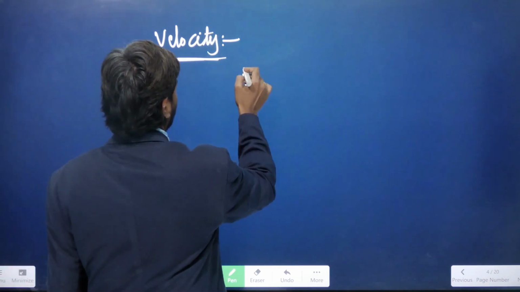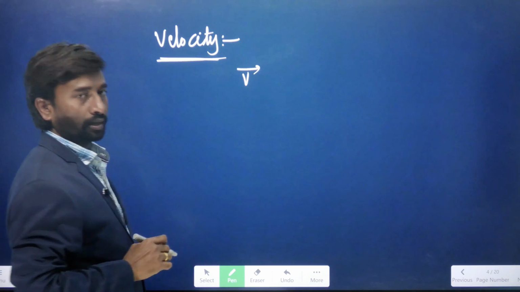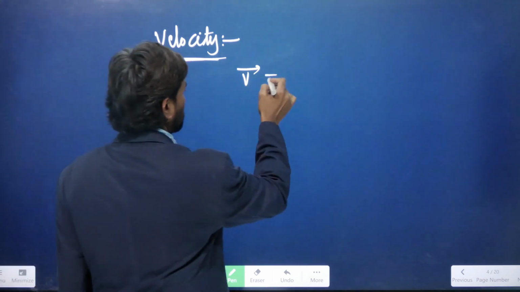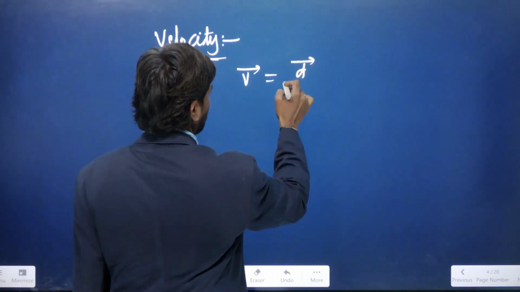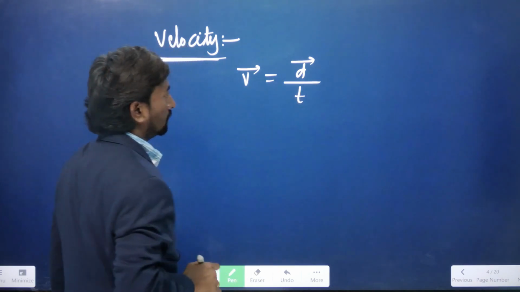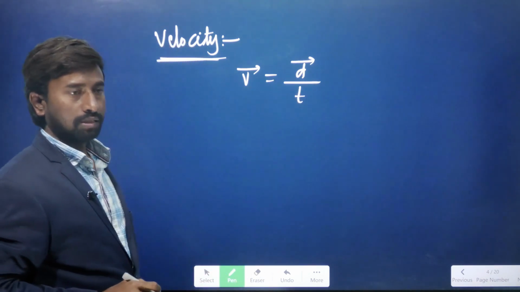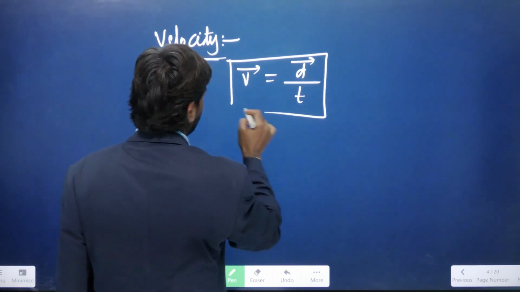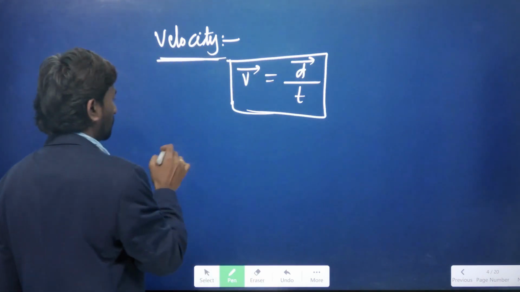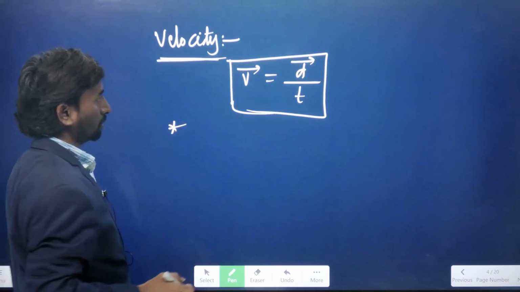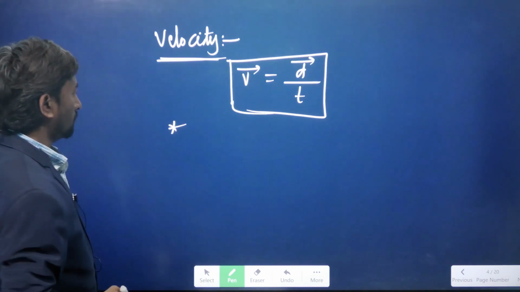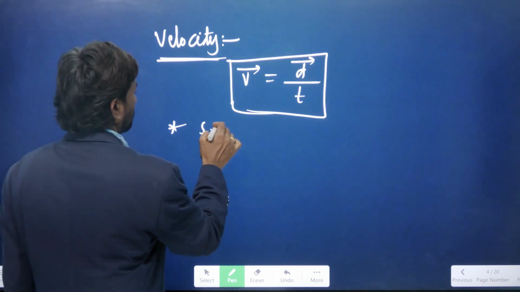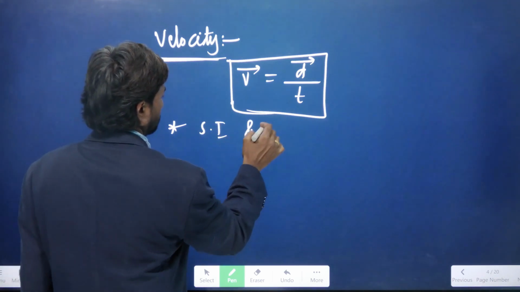It can be denoted by V bar because it is displacement by time. Displacement is a vector quantity, and that vector is divided by the scalar, so we'll get a vector. So the velocity vector is displacement by time. It has the same SI unit and dimensional formula as the speed, but this will be a vector quantity.